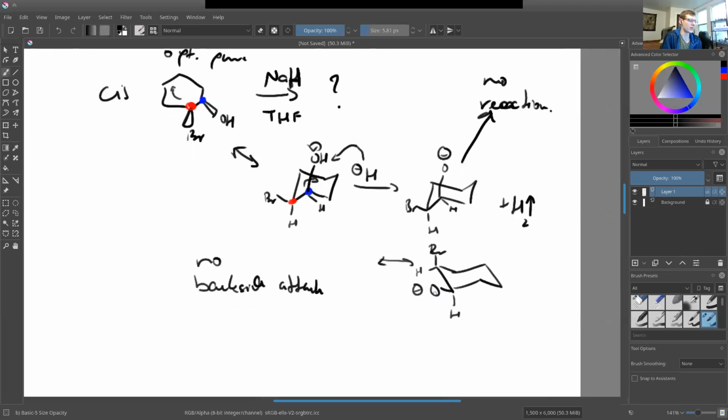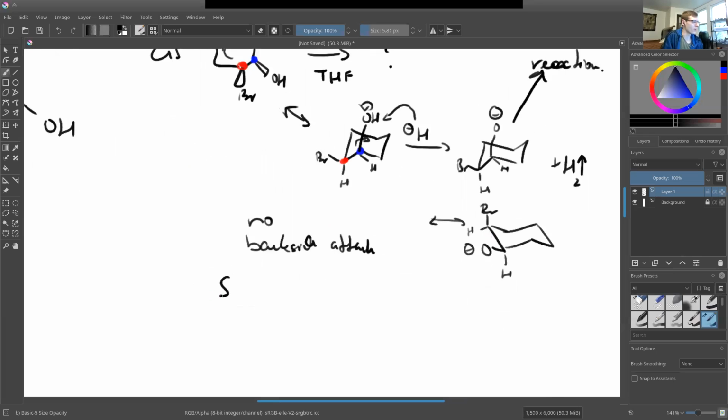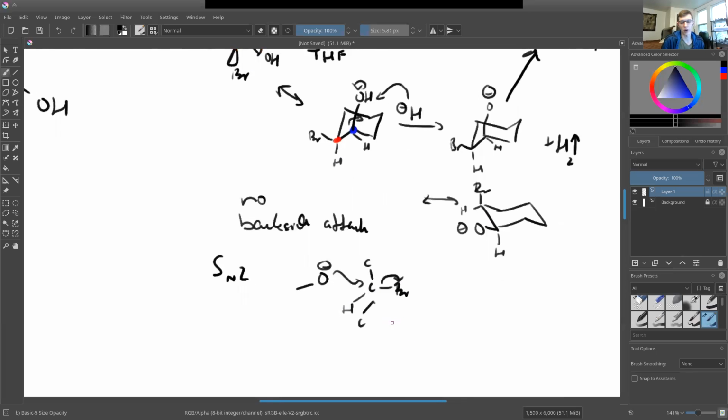I'll get to that. So with SN2, remember, what we really want is for this O minus to attack, and it's attached to whatever else, right? And then there's this carbon, and we want it to come from here, from the opposite side of the bromine. But we can't do that.